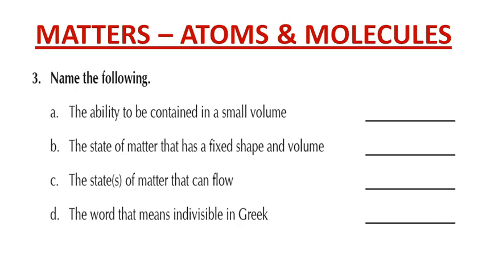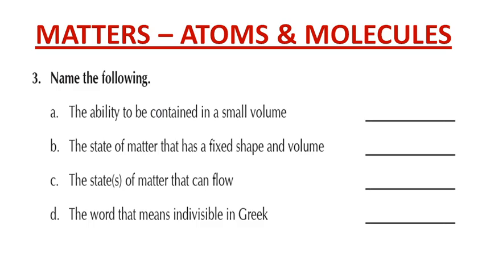The state of matter that has a fixed shape and volume. So fixed shape is there in which one? Fixed shape is there in solid. So solid will be the answer. The states of matter that can flow. Yes, in this, two things are there. I told fluid. And fluid consists of liquid also, gas also. So the states of matter which can flow are liquid and gas.